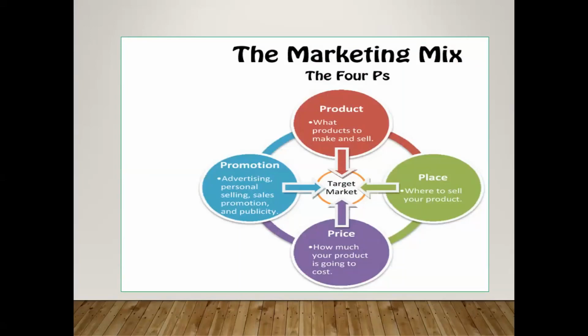So when an organization is going to market its product, these are the 4 basic things that they must bear in mind. So remember now, these are the 4 P's. Don't forget them. The P's stand for the product you're going to sell, the place you're going to sell them at, what price you're going to sell them at, and the promotion. Product, place, price, and promotion.